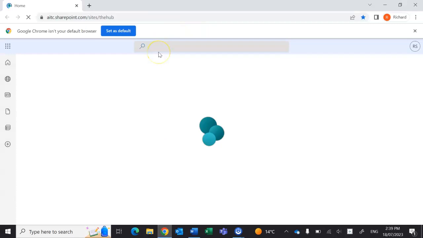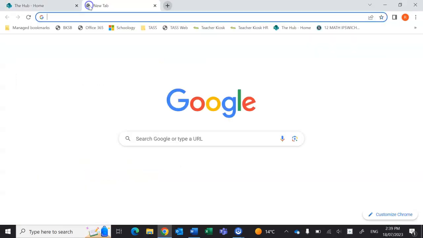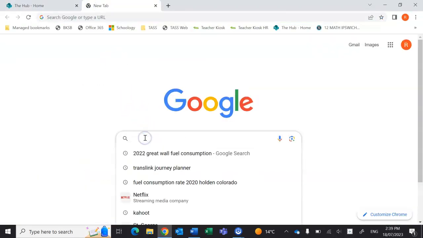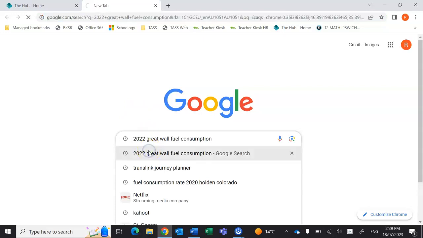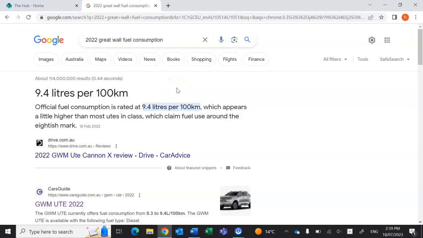Okay, what we're going to look at here is how we do the fuel consumption rates. The first thing you need to have is the actual data for fuel consumption. Now I'm going to mess with your heads here, being good tradies. I'm going to look up a Great Wall fuel consumption.